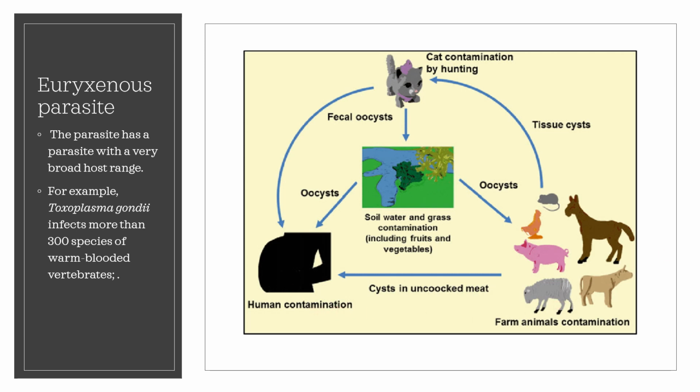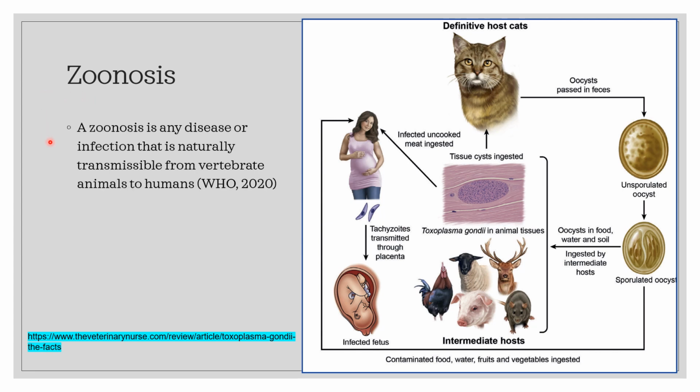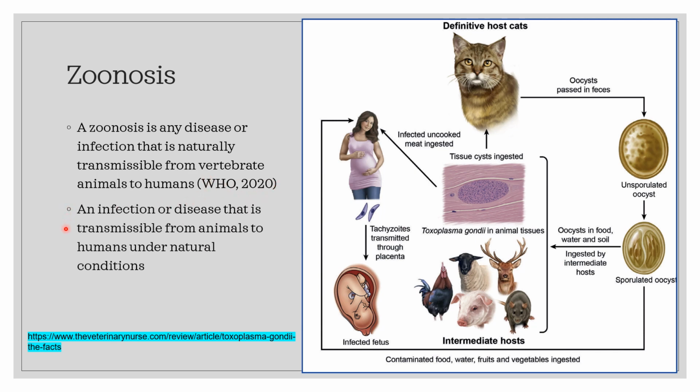of transmission. Another very important terminology in veterinary parasitology is zoonosis. Zoonosis is defined as any disease or infection that is naturally transmissible from vertebrate animals to humans. This is according to the WHO 2020. It is also defined as infection or disease that is transmissible from animals to humans under natural conditions. An example of a zoonotic infection is toxoplasmosis. Toxoplasmosis is a protozoan infection that can be transmitted from vertebrate animals to humans.